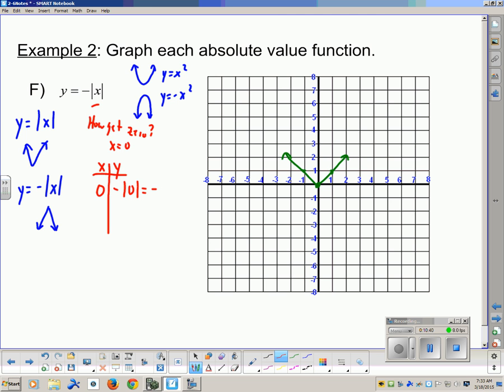Absolute value of 0 is 0, times negative 1 there is 0. And then putting negative 1, because that's still left of 0, absolute value of negative 1 is 1, times a negative 1 on the outside just gives me a negative 1. Putting a 1 in there, absolute value of 1 is 1, times a negative 1 on the outside is a negative 1. So we've got negative 1, and we've got 1, negative 1. And we can connect those. So again, this red graph is y equals negative absolute value of x.